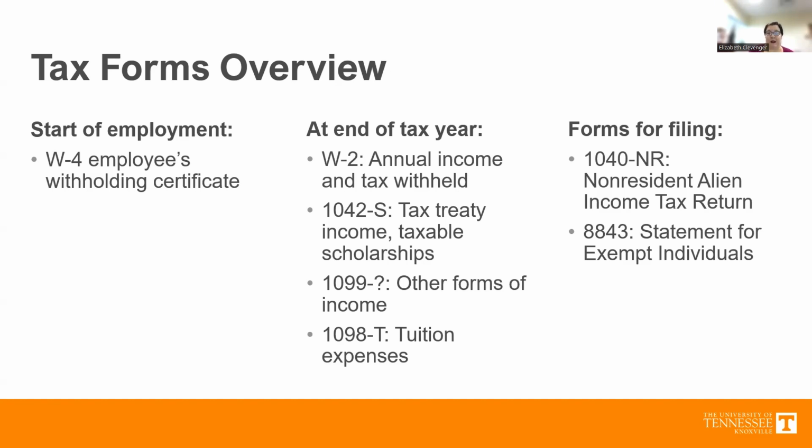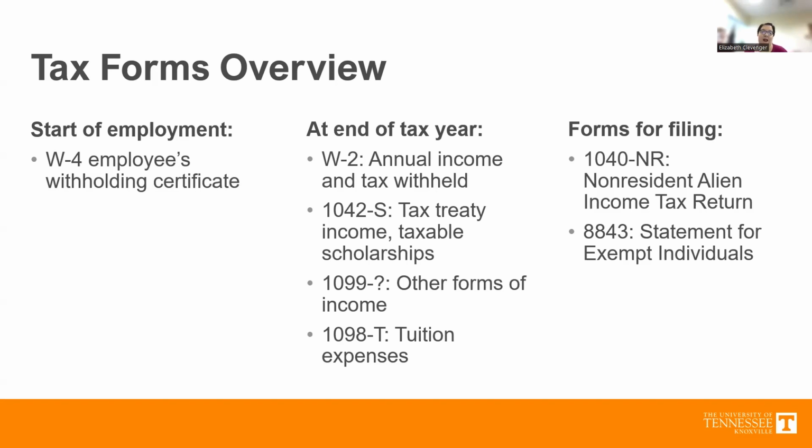You might get a 1042-S. As we've talked about, this is something that records your tax treaty income. So this is income that you received that was subject to a tax treaty. So you have to fill out all the forms in Glacier to be eligible to get that tax treaty counted. The 1042-S also tracks taxable scholarships. And so if you have received a scholarship that is over the cost of tuition and fees, you might have a taxable scholarship, and you would get a copy of that on your 1042-S. Not every international student will receive a 1042-S. So if you don't have one, don't panic.